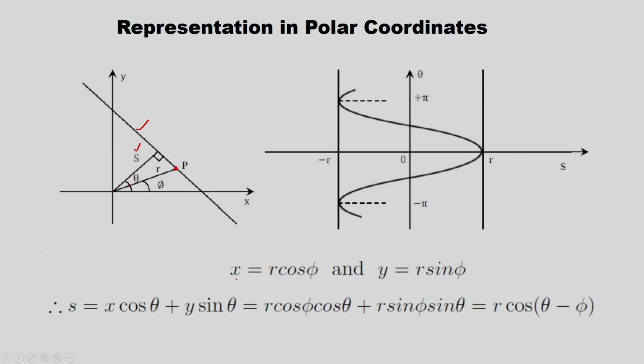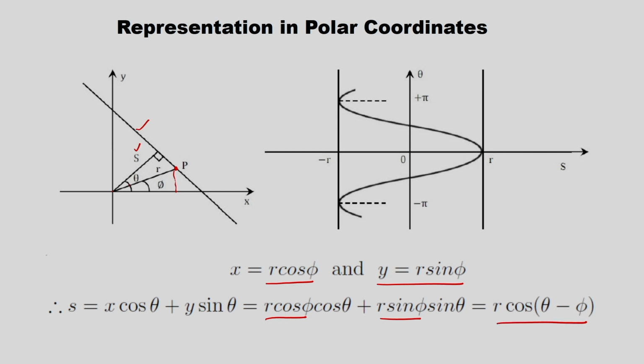So what will be the x? If I do the projection here, x will be r cos phi. I can also determine the y component, r sin phi. And what is s? My equation is s equal to x cos theta plus y sin theta. Putting in the value of x, r cos phi, and the value of y, r sin phi, finally I will get r cos (theta minus phi).